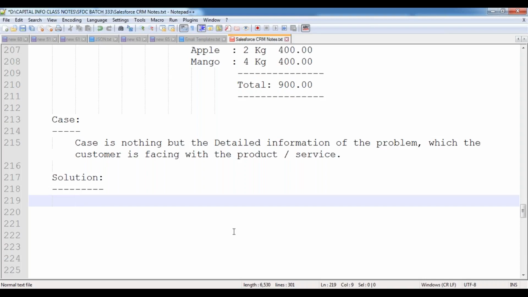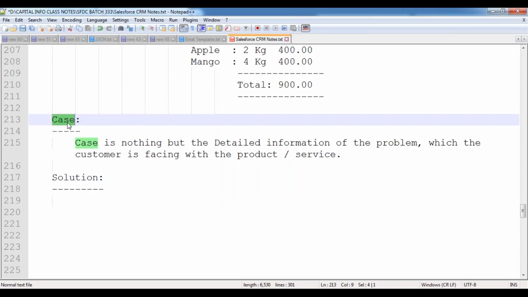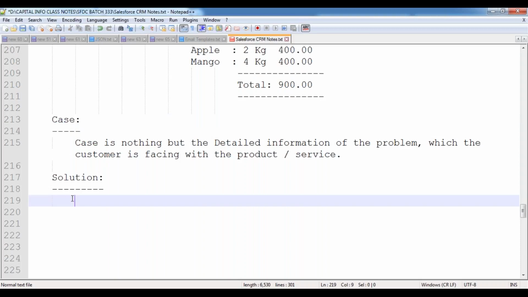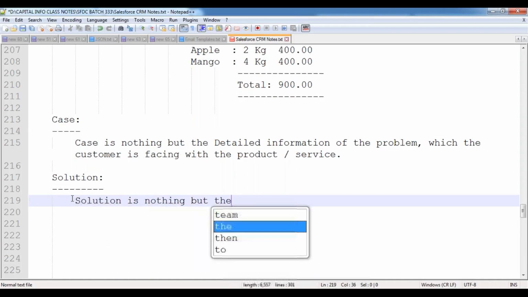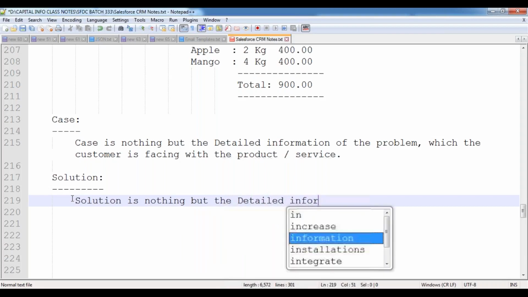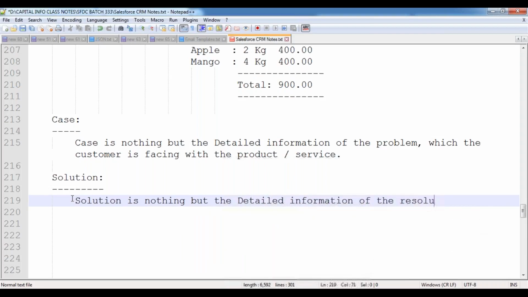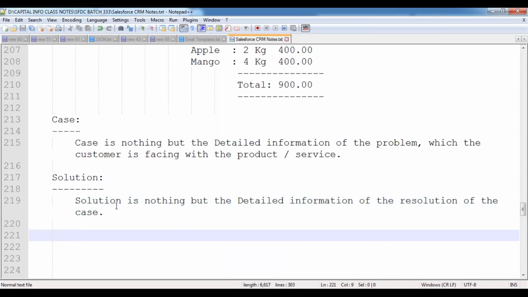Now here in this case, when coming to the solution, what exactly is the solution? Solution is nothing but the detailed information of the resolution of the case. That means in order to resolve this case, whatever detailed step-by-step approach is available, that is called a solution. Solution is nothing but the detailed information of the resolution of the case.